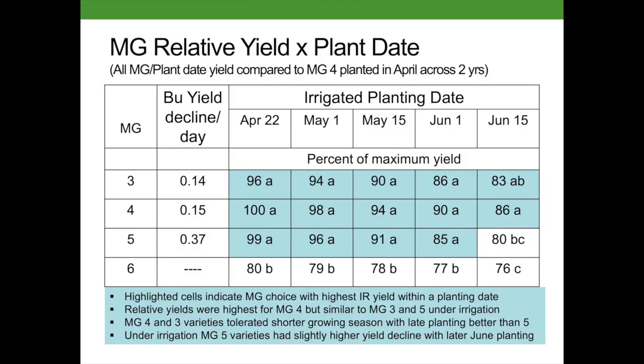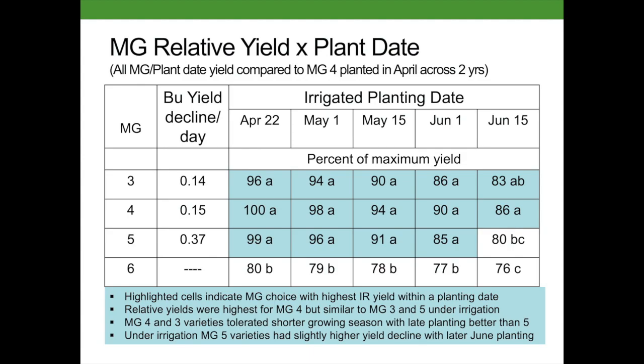Our irrigated planting date and maturity group data are summarized in this table. This was a project we did as part of a national project, and we looked at maturity groups that ranged from a 3 all the way to a group 6. If you look at the chart going from left to right, we were able to summarize this work and estimate yield decline for early versus late planting, and you can see some differences with the different maturity groups. Our yield data is not presented as hard yield numbers. This is percent of maximum yield.